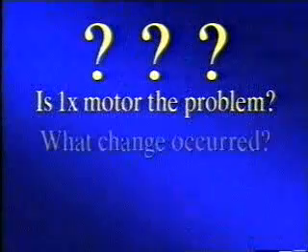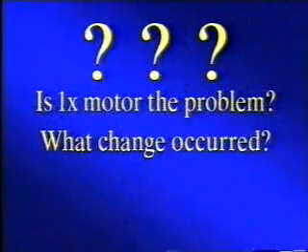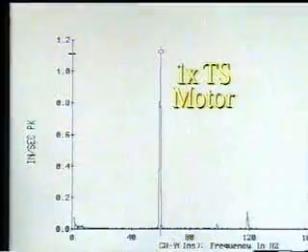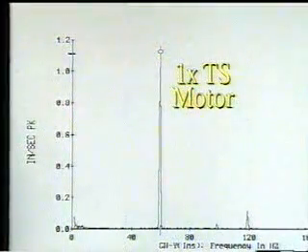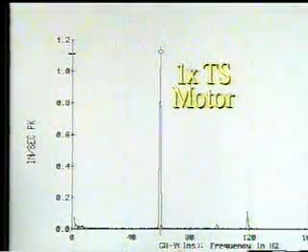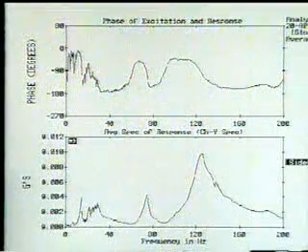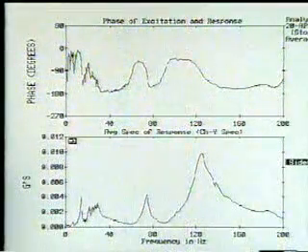Is the 1 times turning speed of the motor the cause of the problem? If so, what change occurred in the machine to cause this? Where are the resonant frequencies? Since the data indicated that 1 times turning speed was the possible cause of the problem, the decision was made to gather impact data to determine the resonant frequency. Phase data was provided using a multi-channel analyzer.